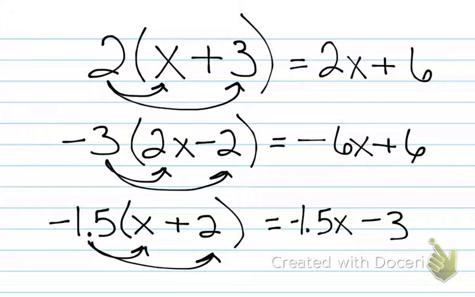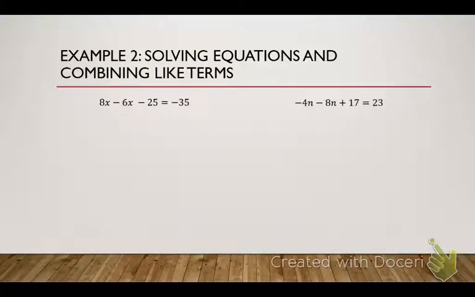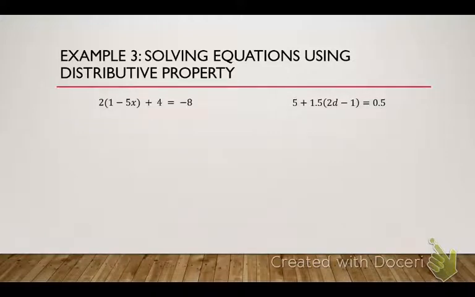So now we take distributive property and we go back to example 3. And now we're going to use the distributive property. First step in order of operations is what? What do I do first with order of operations? Get rid of the parentheses. How do I do that here? I use distributive property. Okay? So let's write down this equation. 2 times 1 minus 5x plus 4 equals negative 8. Go ahead and write that down.